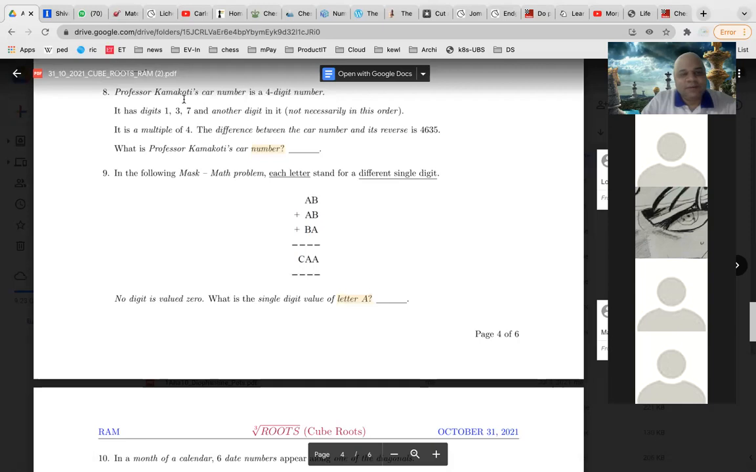See, they have said that Professor Kamakoti's car number is a 4-digit number. It has digits 1, 3, 7 and another digit. It is a multiple of 4. The difference between the car number and its reverse is 4635, right? So just focus on the 5. Last digit you focus on. Last digit has to be 5. Okay, so let us see how this helps us solve the problem.